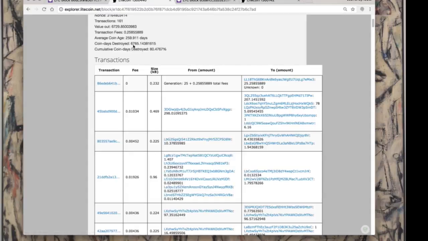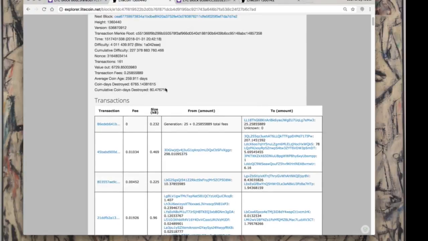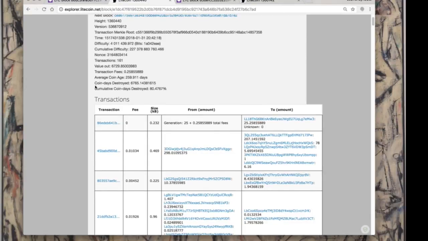And so when it comes to coin days destroyed, out of all the transactions in this block, there's been a cumulative 6765 blocks that have been destroyed. Okay, and then cumulative coin days destroyed is 80%. So the higher that is, the more assurance that you have that we have real Litecoin volume.